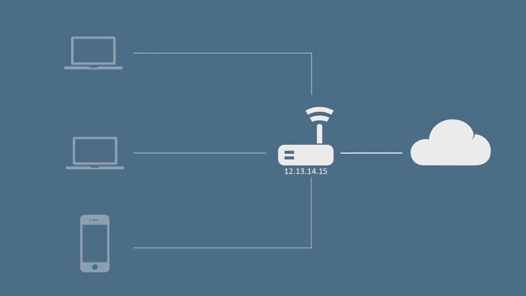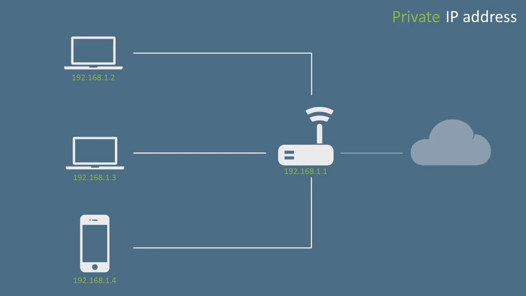So in this case, we have 12.13.14.15 assigned to the home router. This is a public IP address that theoretically anyone on the internet can send packets to. Our laptops and smartphone also get their own IP address, but instead of getting one of those 4.2 billion public IP addresses, they get a private IP address. That private IP address is assigned to them by the home router and is not accessible from the internet.